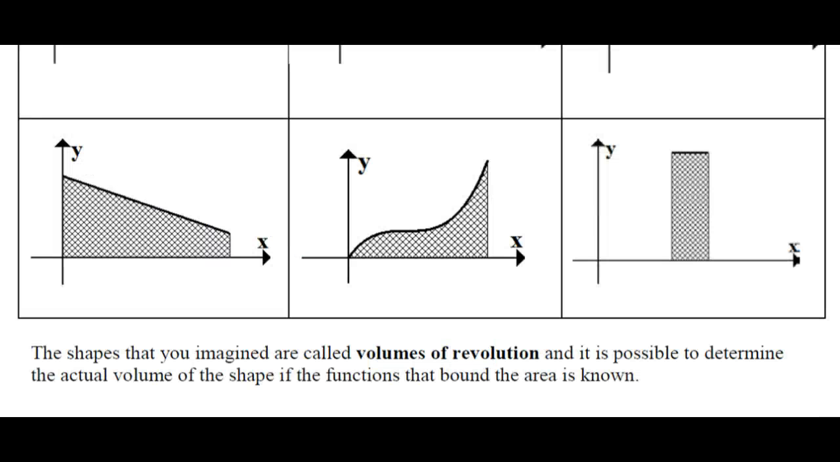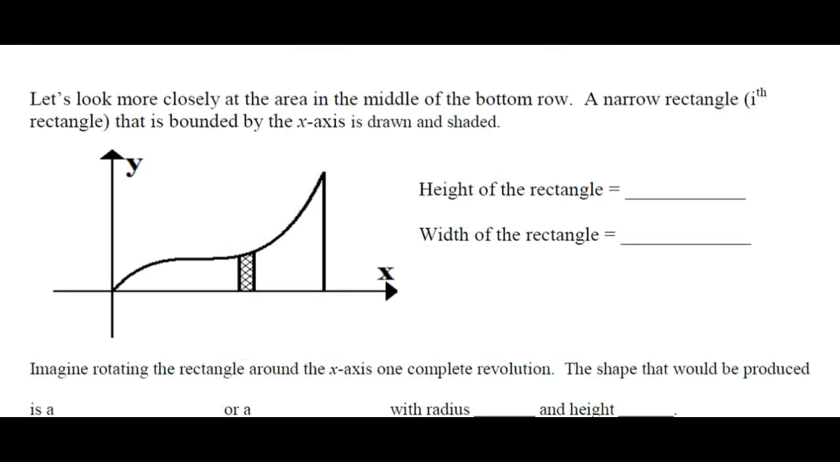So those shapes are called volumes of revolution. It's possible to determine the actual volume of the shape if the functions that bound the area are known. So let's look more closely at the area in the middle of the bottom row. So what we do is we have a narrow rectangle, right? Like the ith rectangle.